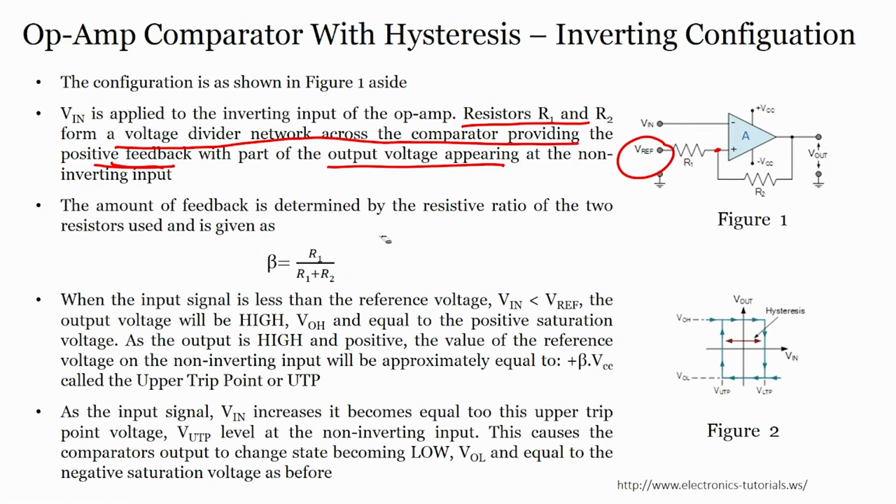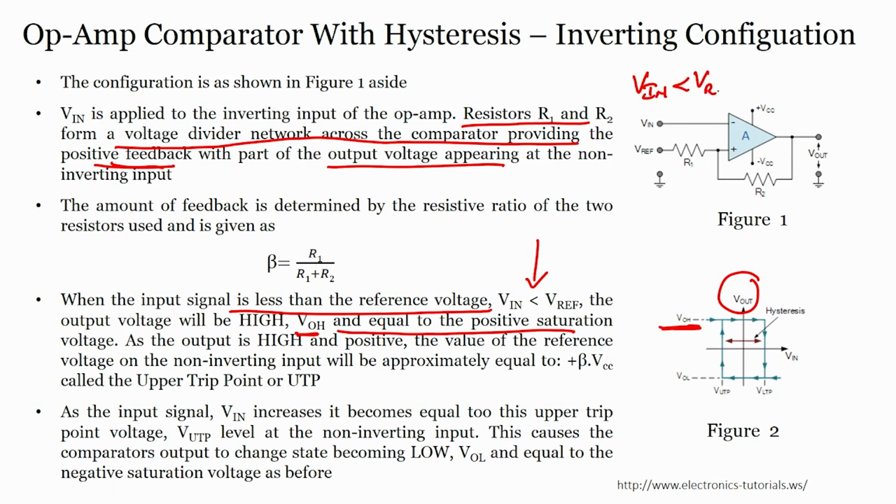So, anyway, point is, when the input signal is less than the reference voltage, that is V in is less than the reference voltage, the output voltage will be high. You see here, output voltage would be high when V in is less than V reference. The output voltage will be high, that is VOH, equal to the positive saturation value. It will be here when V in is less than the V reference voltage. Why? Because the positive is higher than the negative, that means it will go to positive saturation of the comparator, correct.